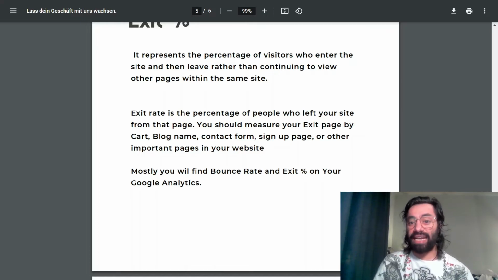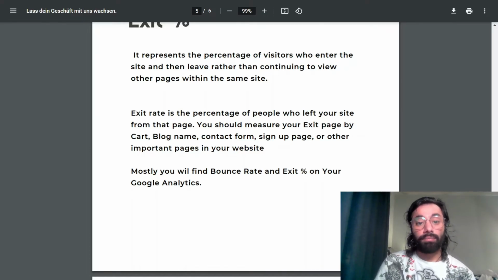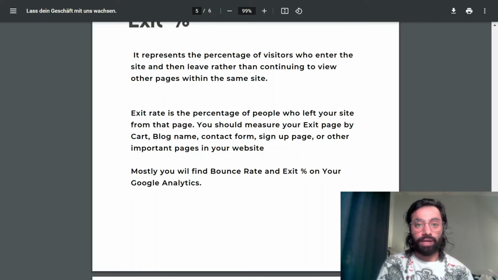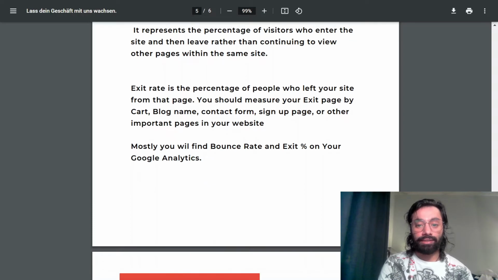You should measure your exit rate by cart, blog page, contact form, sign up page, or any other page in your website which you think is really important for your campaign. Mostly you will find both bounce rate and exit rate in your Google Analytics.